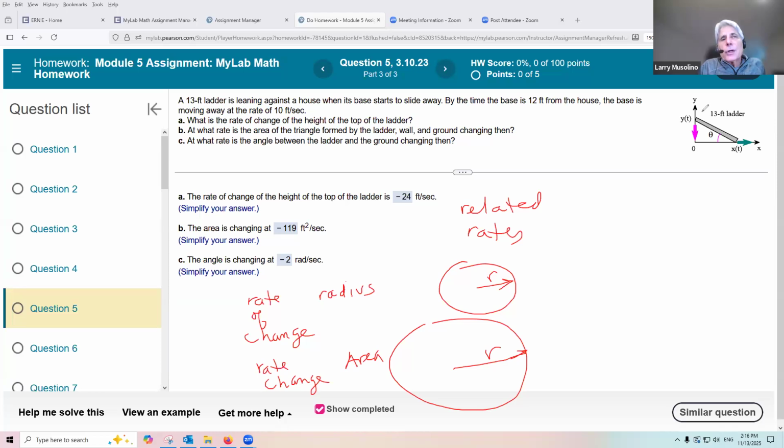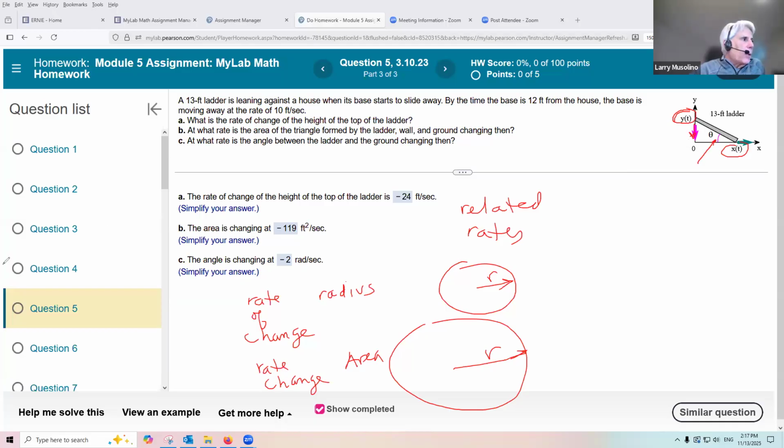In this example, we're looking at the Y. So it's a ladder that's slipping down the wall. So this Y component, the rate of change there, is going to be related to the rate of change of this X. And another part of this question is going to ask us the rate of change of this angle theta.